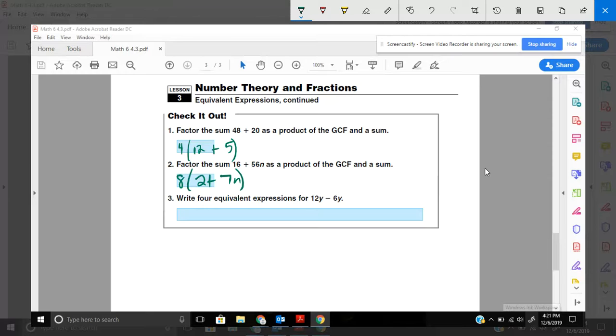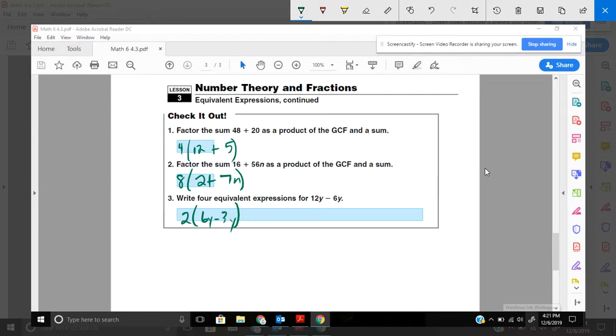All right. And then lastly, write 4 equivalent expressions for 12y minus 6y. Okay. Well, some things you could do is you could take out different factors. So say if I took out a factor of 2. In other words, I'm dividing this by 2. That would give me 6y minus, dividing this by 2, 3y. That's one way you could do it.